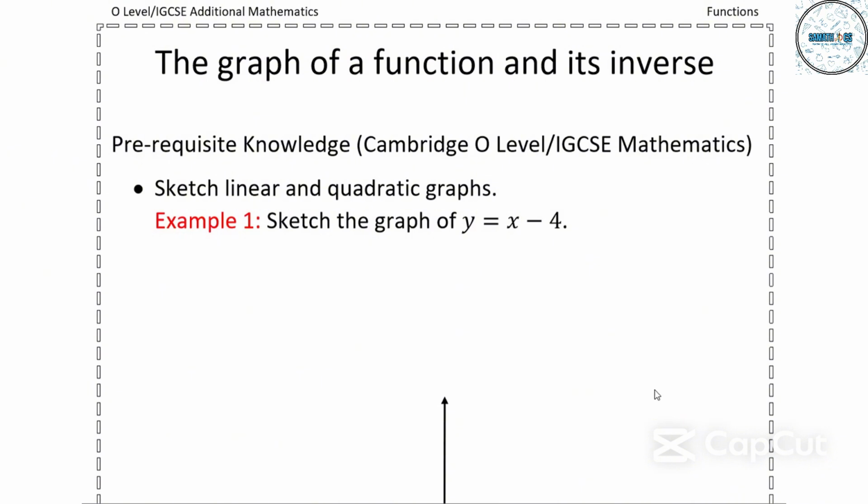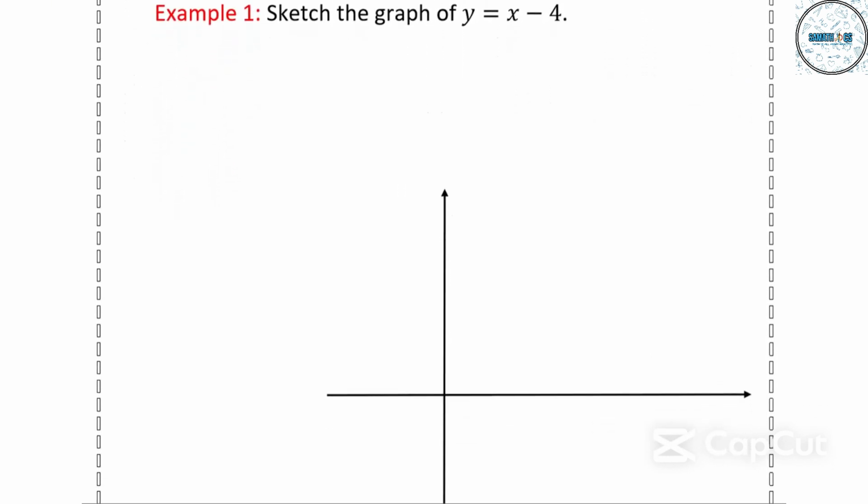Let's do a recap of sketching the graph of linear function. Whenever we have to sketch a graph of linear function, then we have to take out x-intercept and y-intercept. For y-intercept, we take the value of x as 0. So in this case, when we take the value of x as 0, we will get y is equal to -4. So the coordinates are 0, -4.